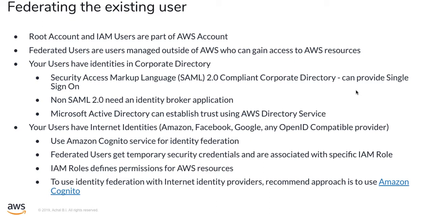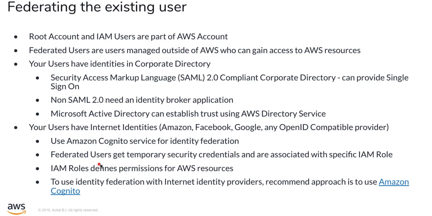There is also another way where users can access these AWS resources, and that is through internet identities. So you could use these IDPs to provide access to our resources. One of the ways this is achieved is the Amazon Cognito service, where it would communicate with your IDP and give you a token, and you could use this token to communicate with AWS resources.